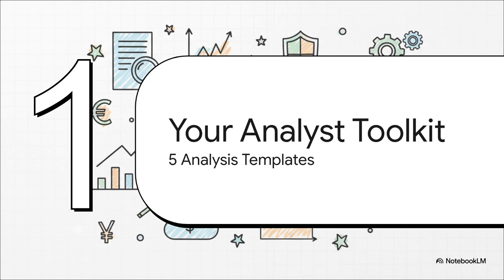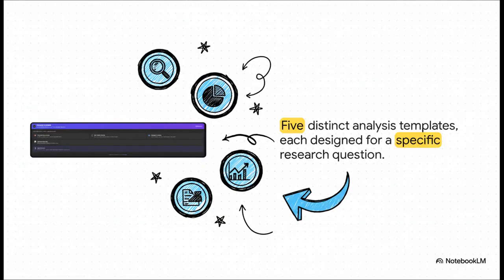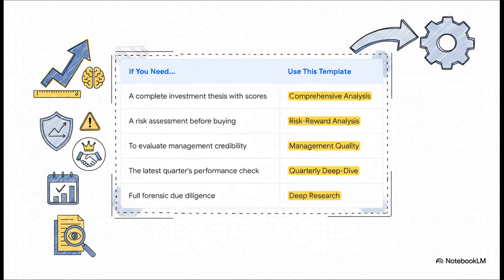All right, let's get into the nitty-gritty. Think of this less like a single button and more like a full toolkit for your own personal research desk. So when you open it up on a company page, you get these 5 different analysis templates. This isn't a one-size-fits-all thing at all. Each one is like a specific lens to look at the company through, depending on the question you're trying to answer right now. And this table makes it super clear when to use what.